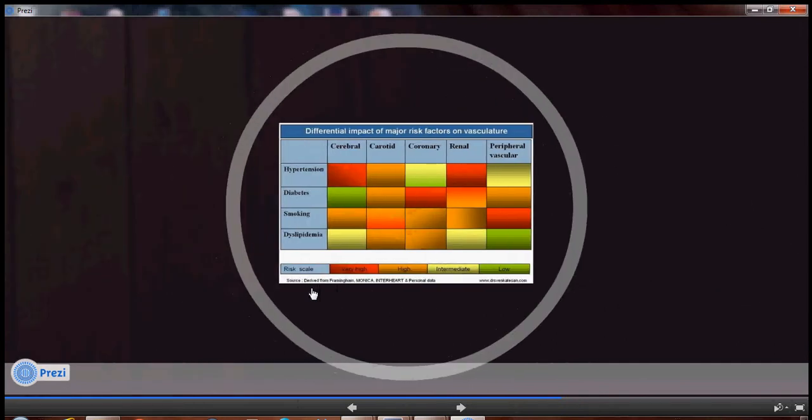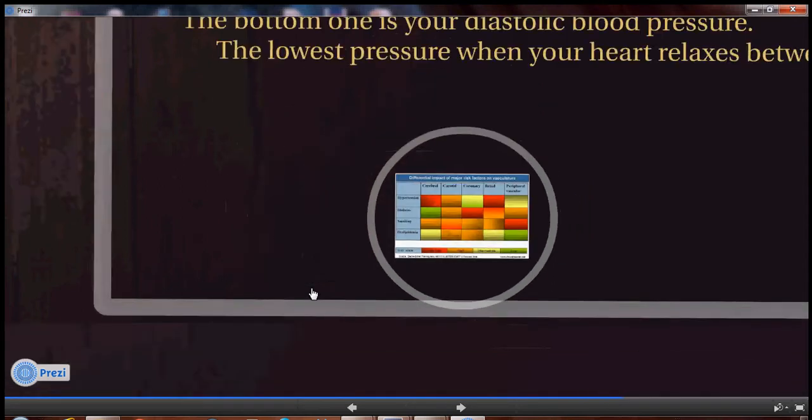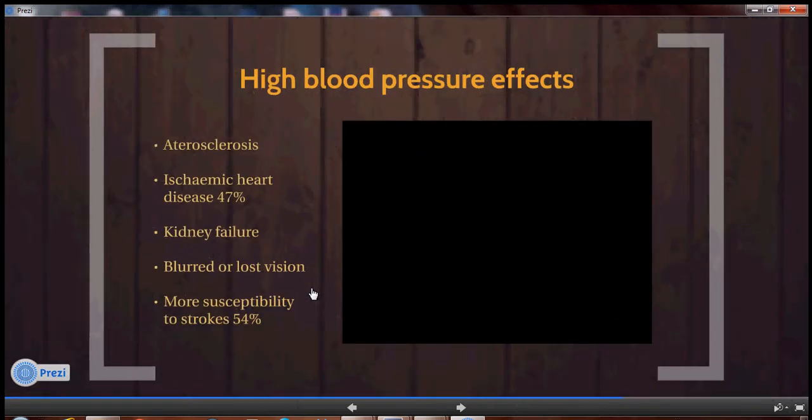Next, we have this chart where it shows the different impact of major risk factors on vasculature, hypertension being the one with the highest impact in the vasculature at the region of the brain and kidney. What are some of the high blood pressure effects? The first one would be atherosclerosis, ischemic heart disease, kidney failure, blurred or lost vision, and more susceptibility to stroke.